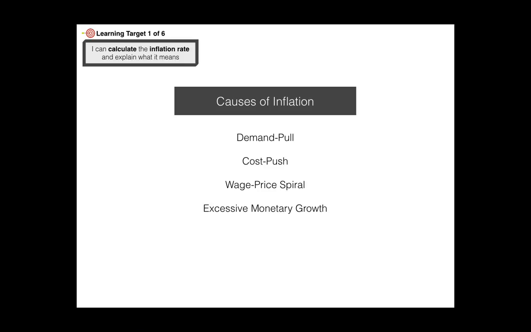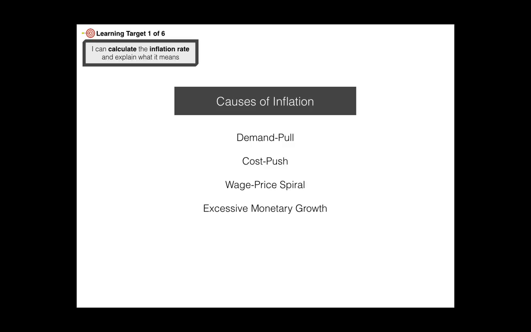Some things to keep in mind regarding the causes of inflation. Think about supply and demand. One cause of inflation, overall throughout the economy, is demand-pull inflation. An increase in demand pulls up prices. Another possible cause is cost-push. An increase in input costs are pushed on to consumers in the form of higher prices. That's like a decrease in supply.